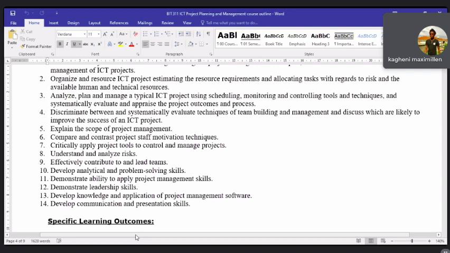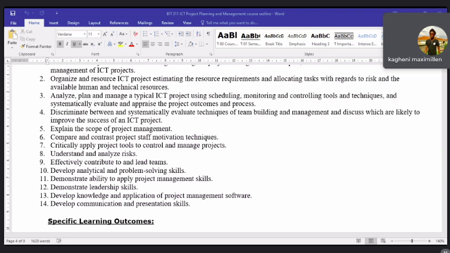Develop analytical and problem-solving technical skills. As a leader, you are a problem solver. You should have devised means to solve any problems that may be encountered during the project. Be able to utilize the existing resources to smoothly run the project.